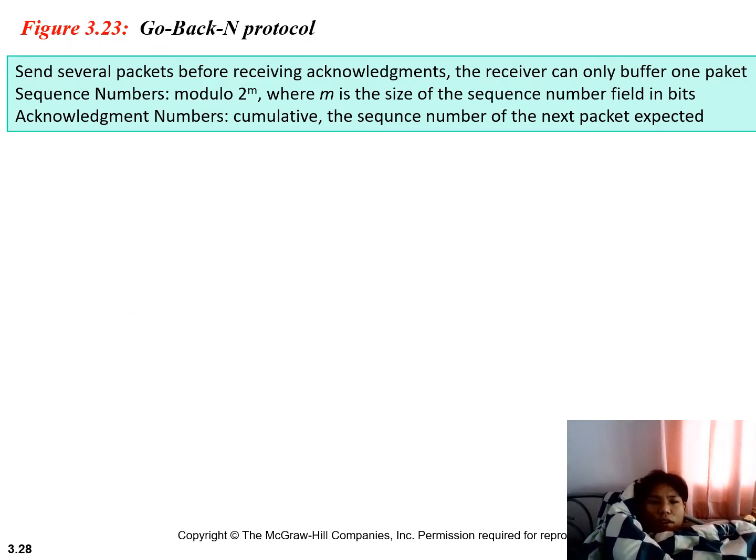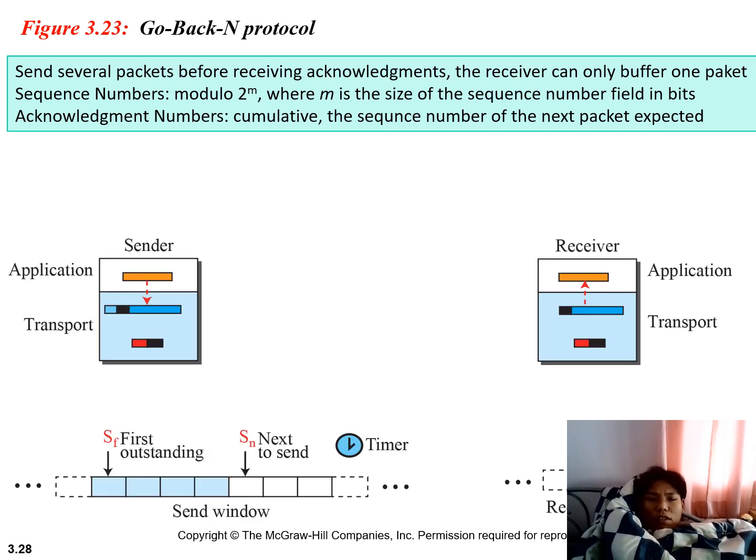Go-Back-N protocol sends several packets before receiving acknowledgements. The receiver can only buffer one packet. The sequence number is modulo 2^m, where m is the size of the sequence number field in bits. Acknowledgement numbers are cumulative and indicate the sequence number of the next packet expected.